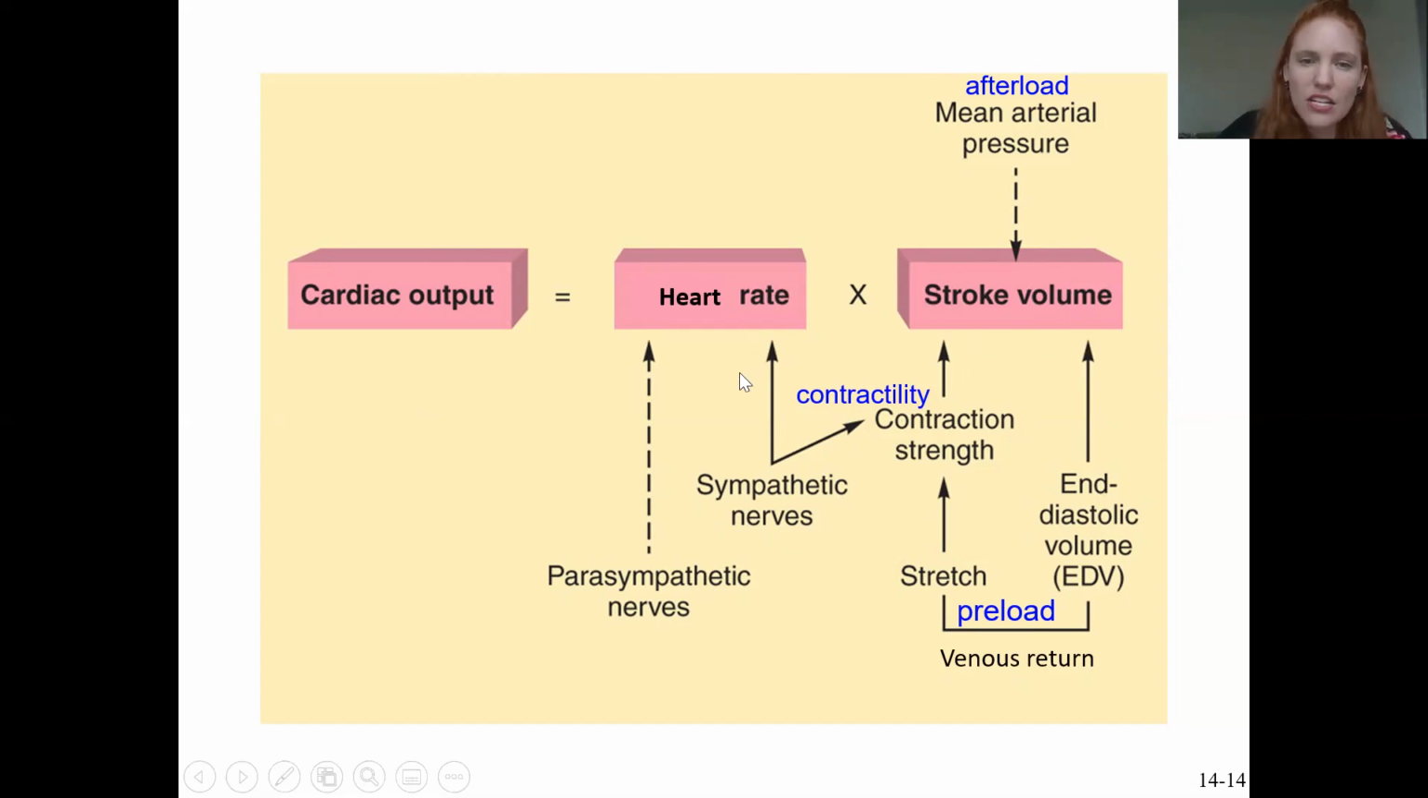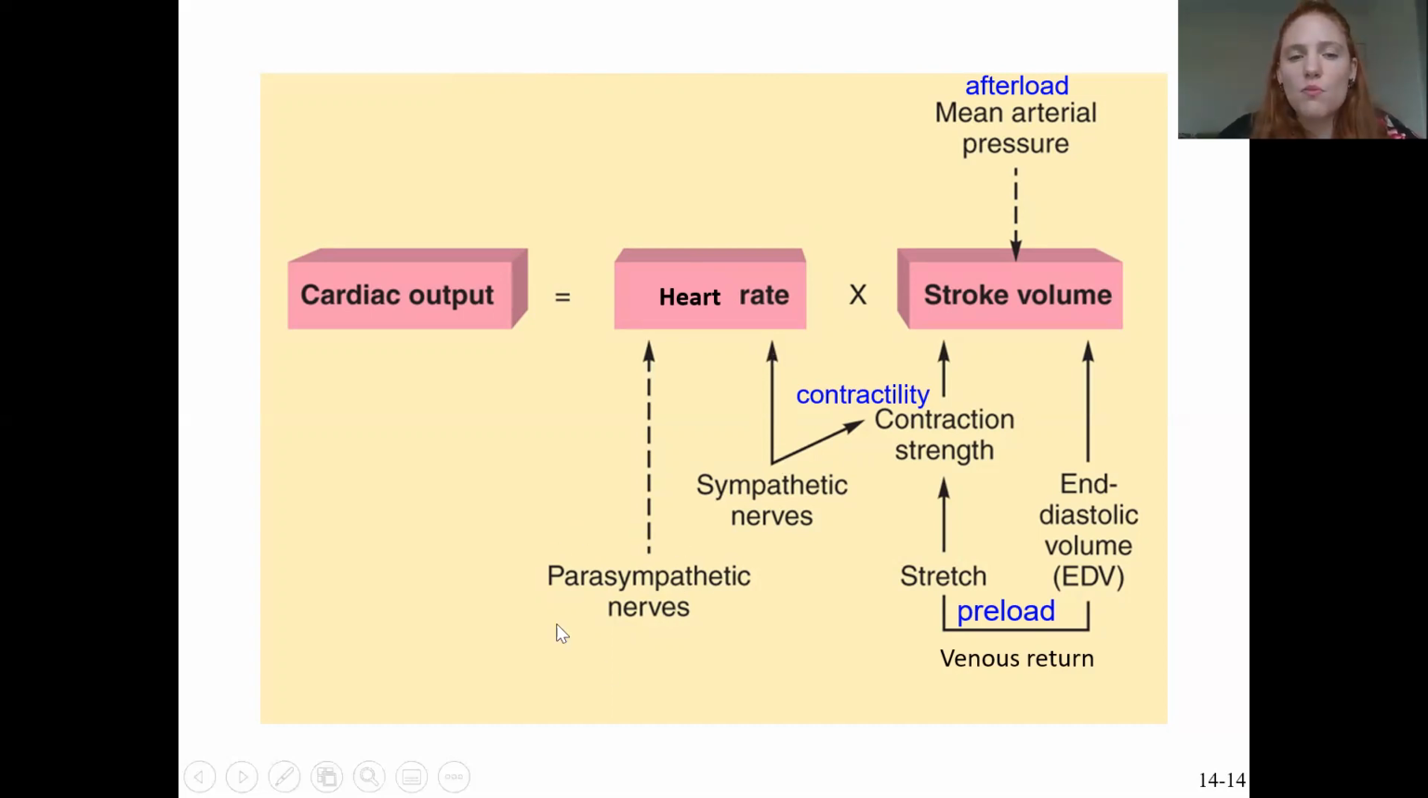Now, the heart rate is going to be changed or altered by the autonomic nervous system. Parasympathetic nervous system decreases it. See how you have a dotted line here? That means that it inhibits it, it decreases it. And a solid line means that it increases it.